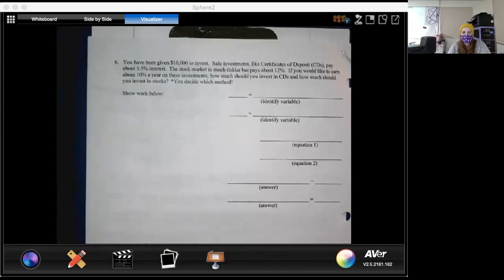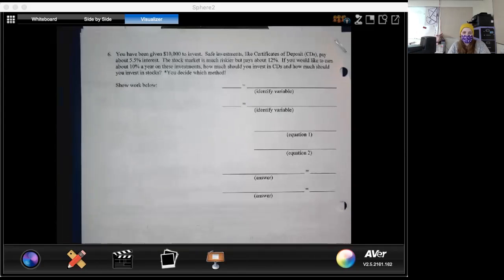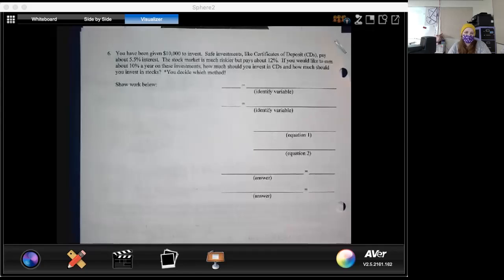You have been given $10,000 to invest. Safe investments like certificates of deposit pay about 5.5% interest. The stock market is much riskier, but pays you 12%. If you would like to earn about 10% a year on these investments, how much should you invest in CDs and how much should you invest in stocks? And you get to decide which method you want to complete for this one. Okay, but I will go ahead and help you get started.